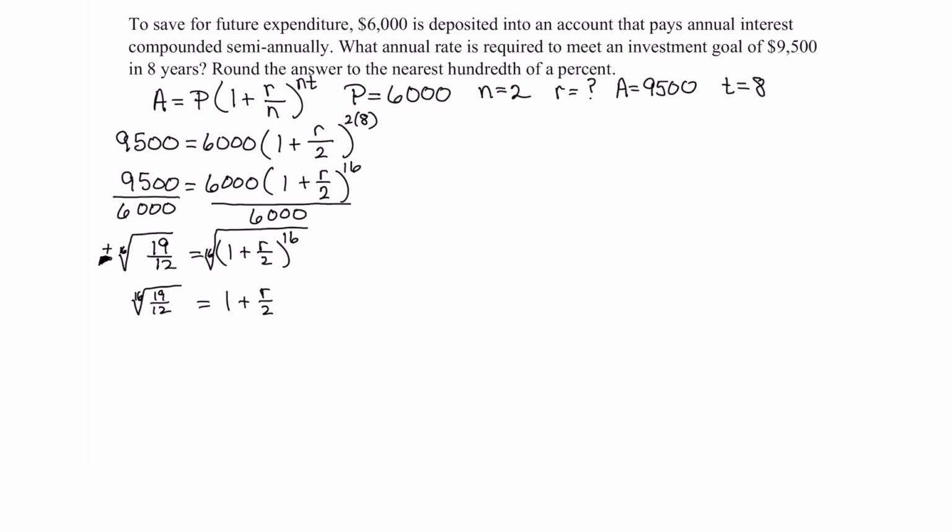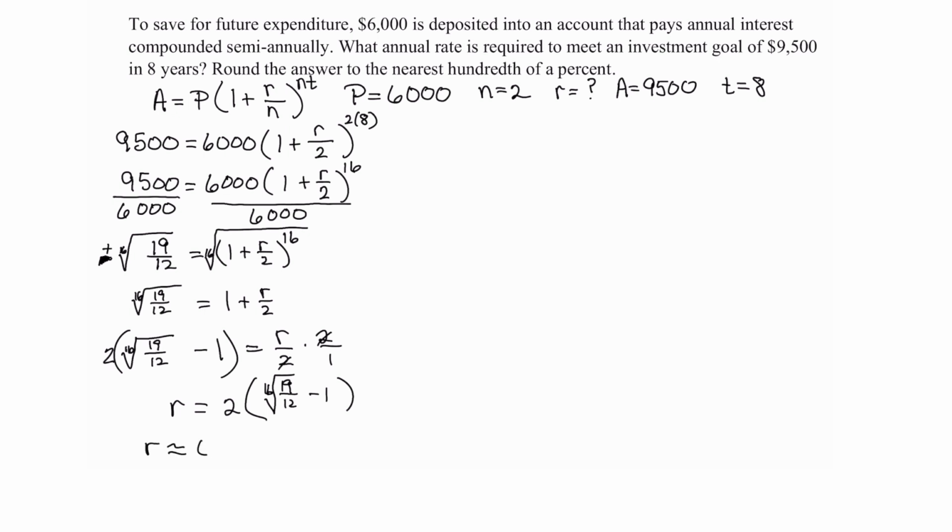Now we're solving for R. The next thing we want to do is subtract the 1 from both sides. So I have the 16th root of 19/12 minus 1 is equal to R over 2. And then multiply both sides by 2 to solve for R. And I get R is equal to 2 times the quantity, the 16th root of 19/12 minus 1.